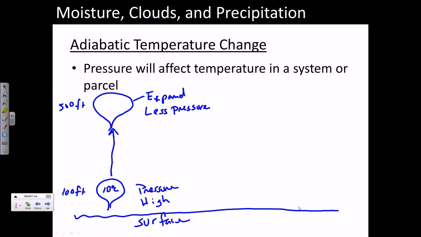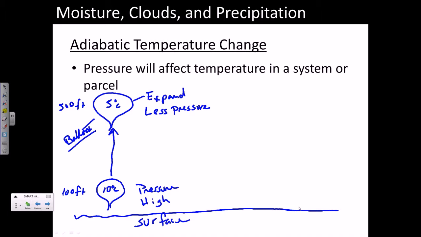And that's going to have an effect on temperature. Expanding the balloon separates the molecules, and so you have fewer molecules. If you were to put a thermometer into this balloon, you'd find the temperature decreases a little bit. So let's say it's now at 5 degrees Celsius. So going from low elevation to high elevation will lower the temperature in a system, in a parcel of air, or in this case, a balloon. And the reverse will happen if we take the balloon back down.